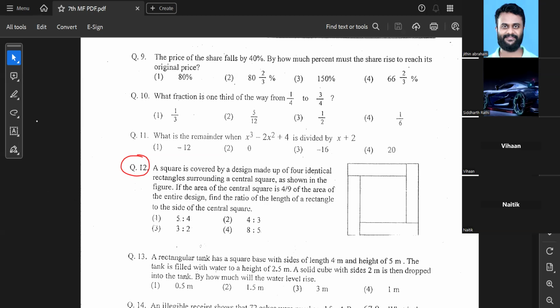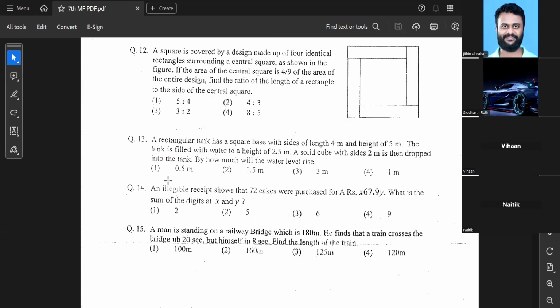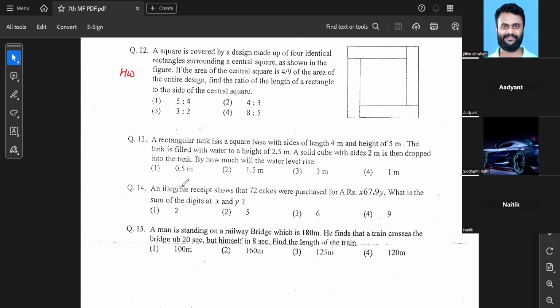The 12th one doesn't seem that hard to me. It's solvable actually. Sir, I tried every maths sum, I couldn't solve it. Sir, I had tried, I couldn't. Then we'll discuss this during the doubt solving session. I want everyone to try. Okay? Let me read the 13th question. A rectangular tank has a square base with sides 4 meter, height 5. The tank is filled to a particular height. A solid cube is dropped into the tank. How much? This is homework material because in this case you have to consider the volume of the solid cube and the volume of the rectangular tank. It is easy. With the help of volume, you can get the answer. That's a hint I'm giving you. The rest, think about it.